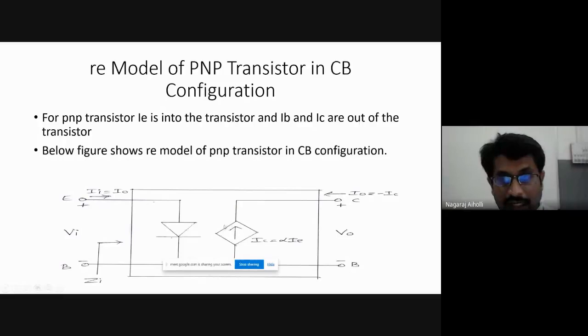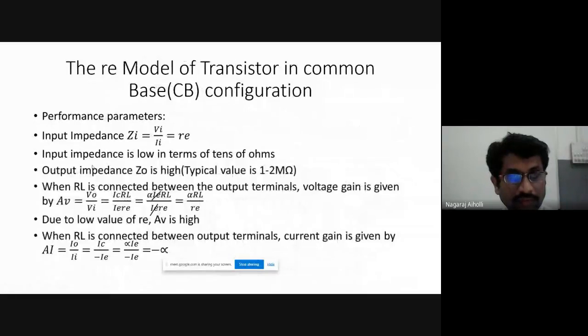So what we get here is IC into RL divided by IE into RE. This is the same as the previous equation. Just look back at what we have written, the voltage gain equation for the NPN transistor: IC into RL divided by IE into RE. If we simplify this, again we get the same thing, alpha RL by RE, because IC is alpha times IE. Substitute that, and IE cancels. Therefore what remains is alpha RL by RE, the same as what we got for the NPN transistor. Therefore, the voltage gain equation is also the same.